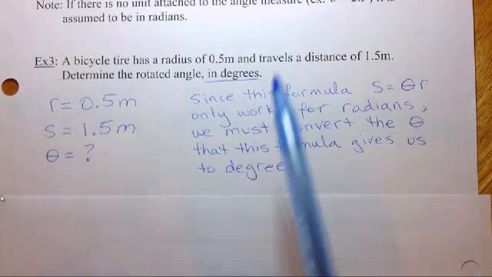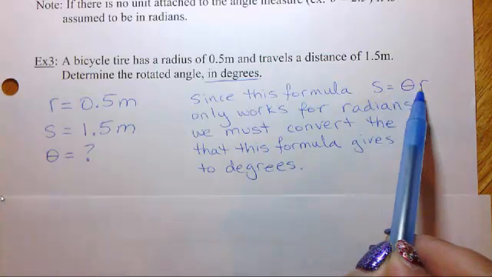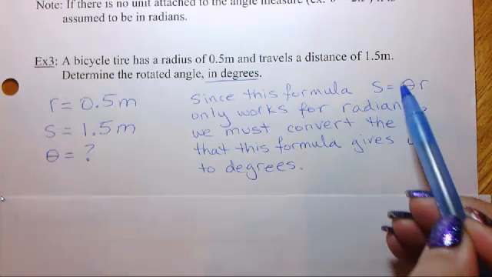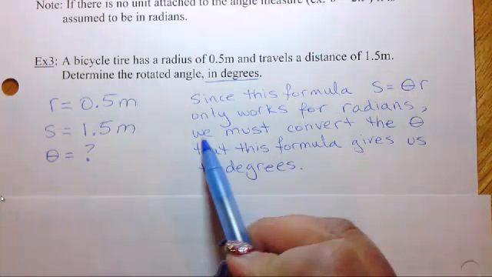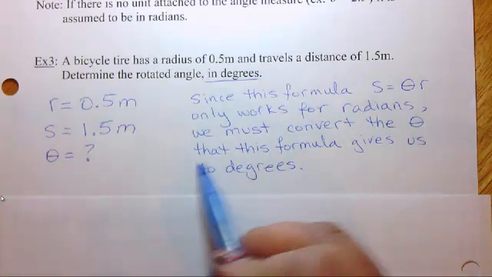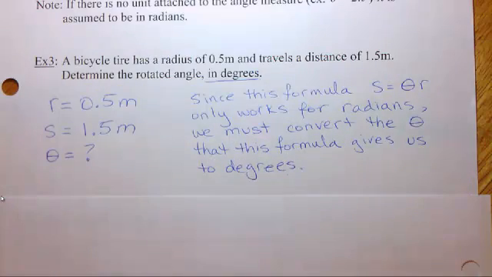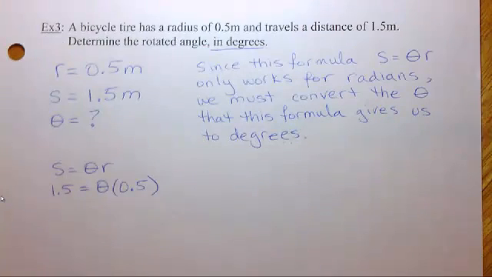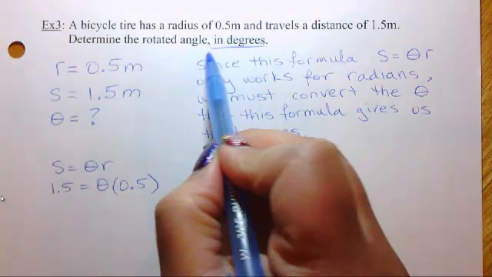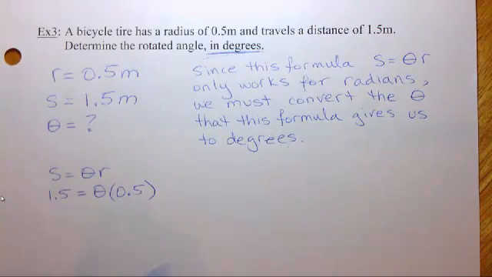So we have to remember, since this formula, S equals theta R, you'll also hear some people refer to it as SOR, because this looks like an O. It only works for radians. We must convert the theta, or the angle that this formula gives us, to degrees. So when we use this formula, it's going to give us an answer in radians. Then we have to figure out what it is in degrees if the question asks for degrees. So you always have to make sure you keep that in mind.